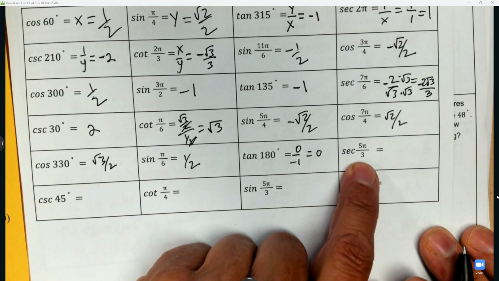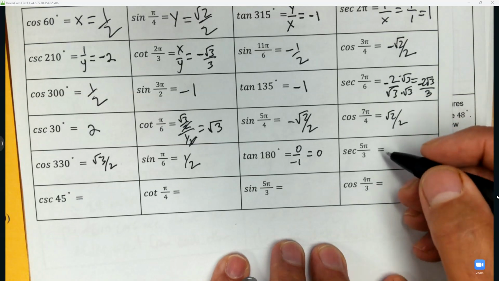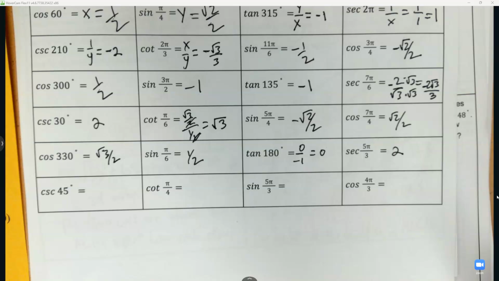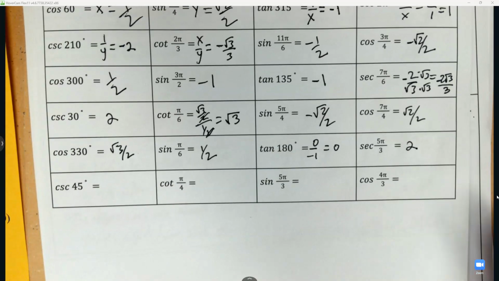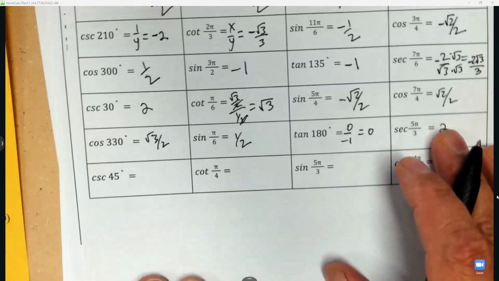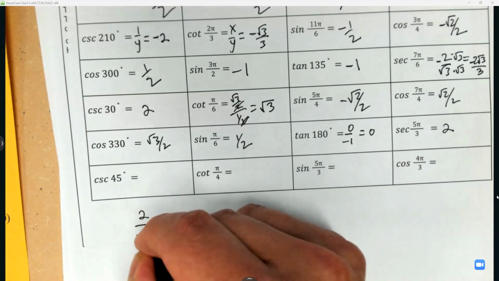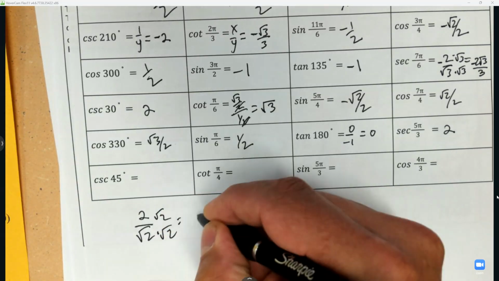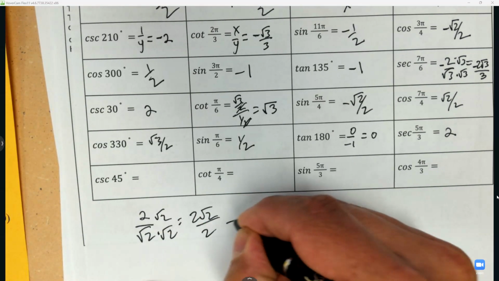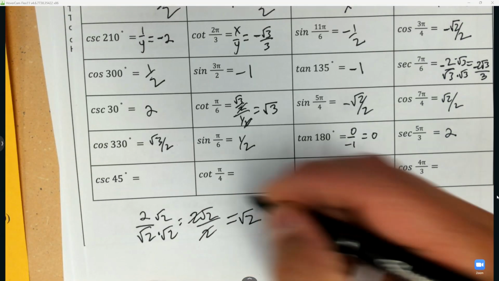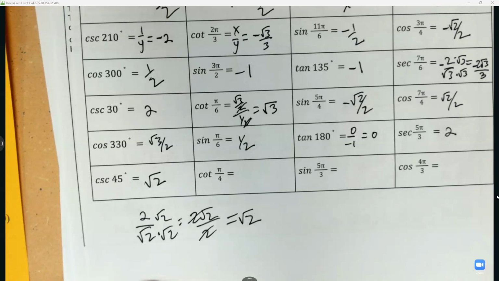All right, 5 pi over 3, and do the reciprocal. So at 5 pi over 3, the x coordinate, and if you do the reciprocal, so if you flip 1/2, it becomes 2. Cosecant 45 degrees. This one's a little bit tricky. So if you do the reciprocal, it's 2 over root 2, multiplied by root 2 top and bottom. And then you cross out the 2's here, and the answer is actually just root 2. And there's your answer.